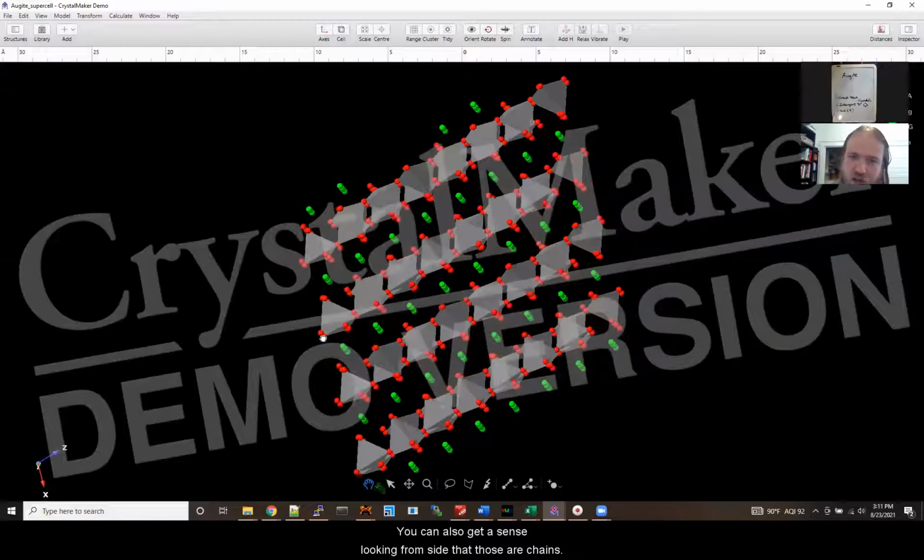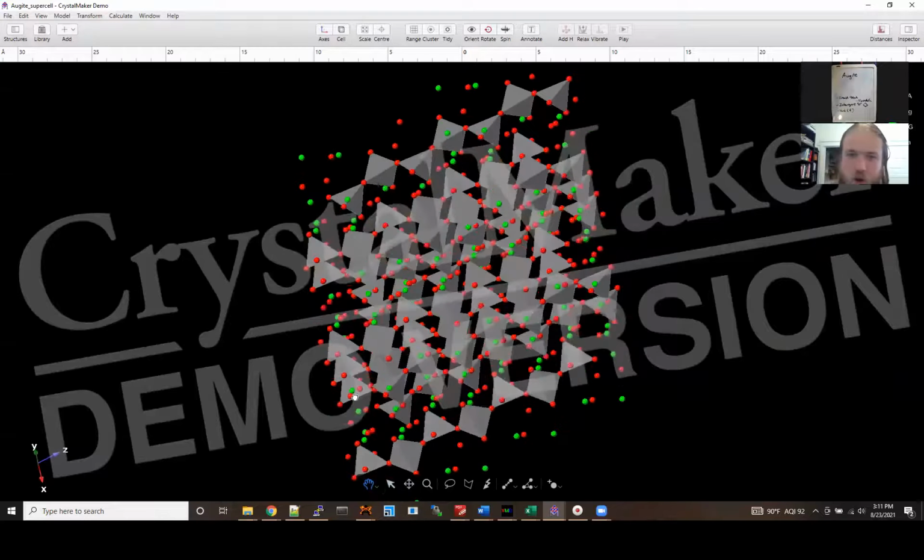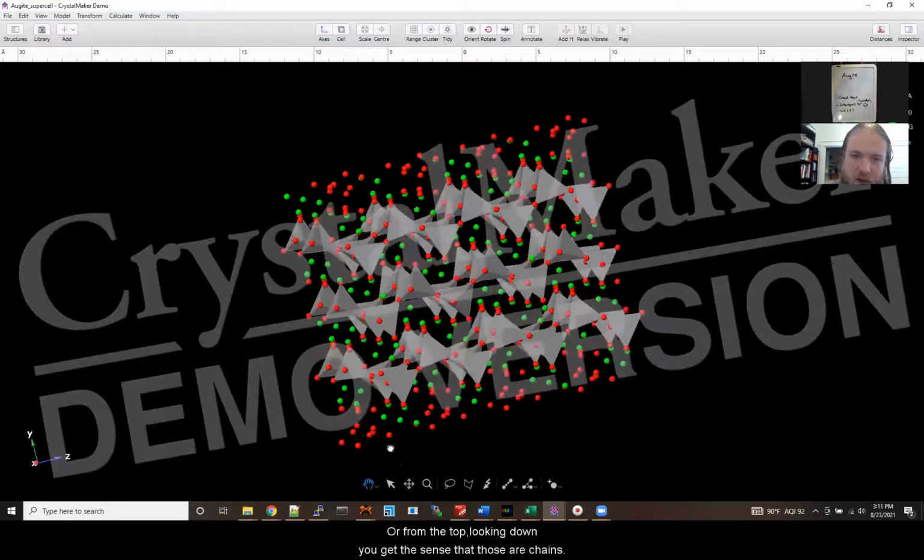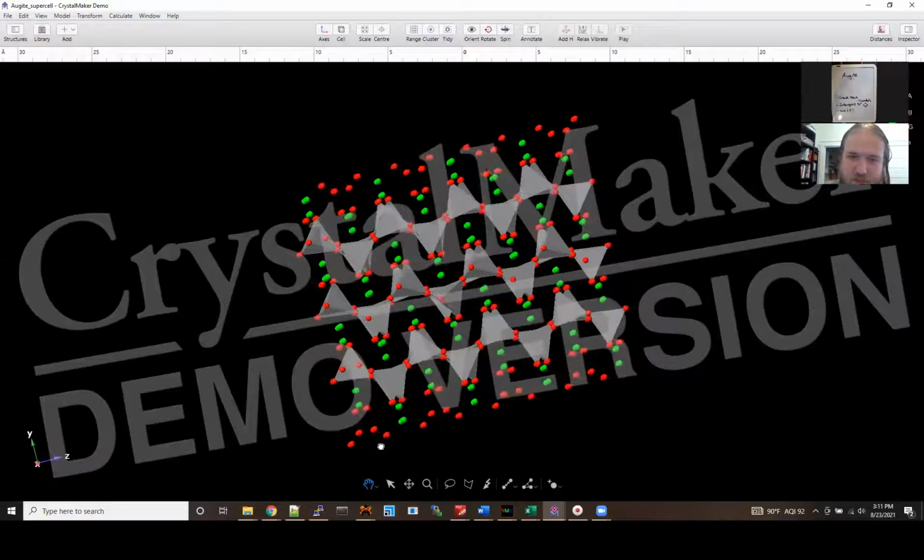You can also get a sense looking from the side that those are chains, or from the top, looking down, you get the sense that those are chains. And all those green atoms in there are things that aren't silicon or oxygen. So it includes a lot of magnesium and sometimes iron, and it can have sodium and calcium and a bunch of other things substituted in there a little bit too.